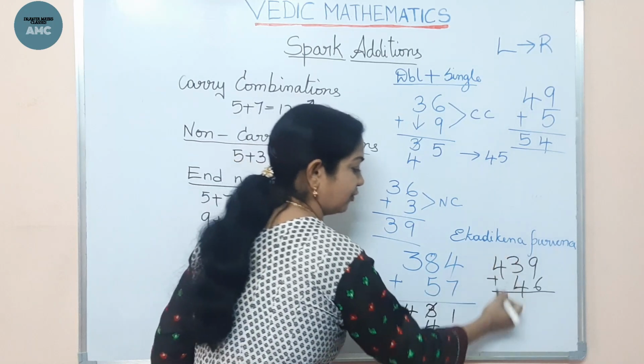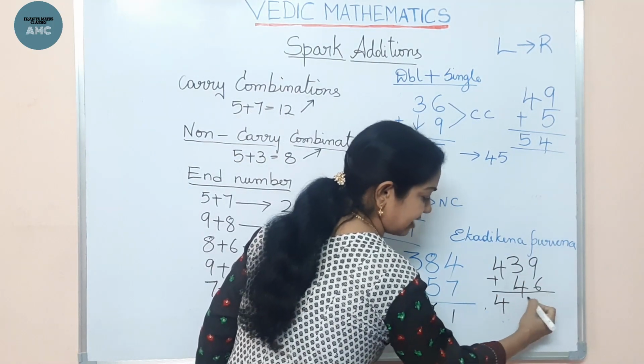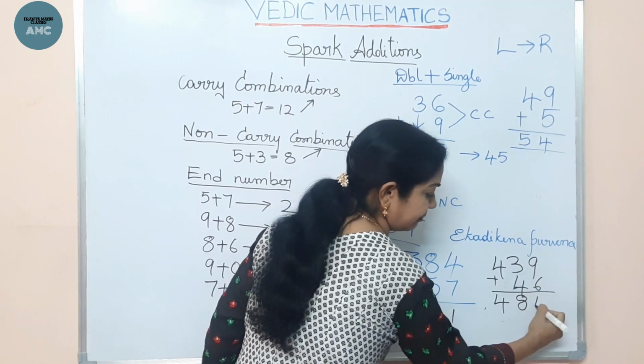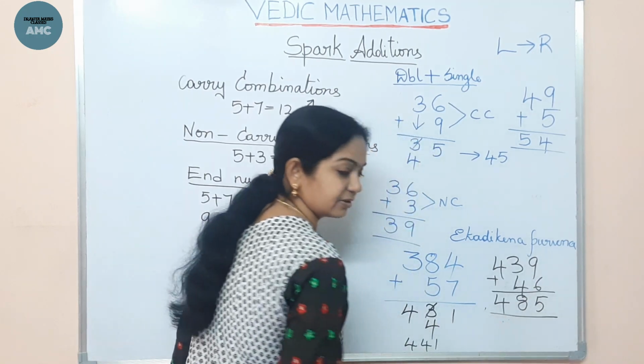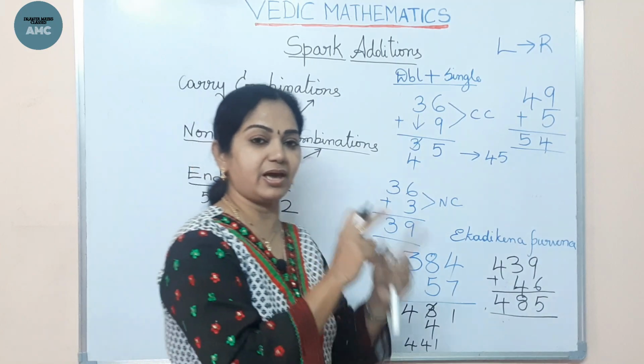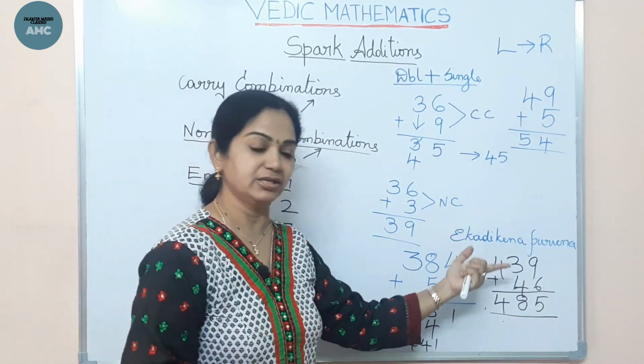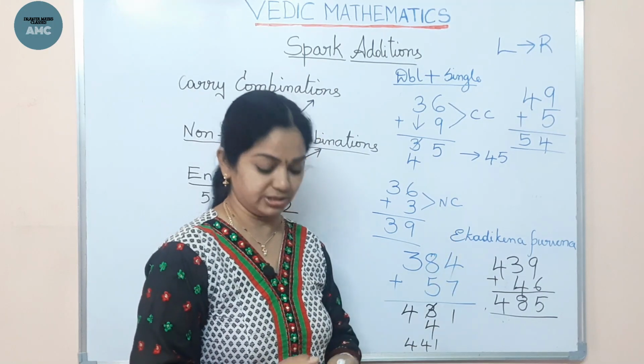So as it is, 4 will be 4. Now here 7, but here carry combination, it becomes 8. Now the end number here is 5. 4, 8, 5. So the concept of carry, non-carry and the end number. That's it. You can proceed to any digit to any digit.